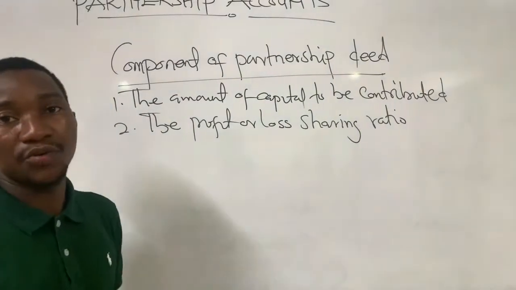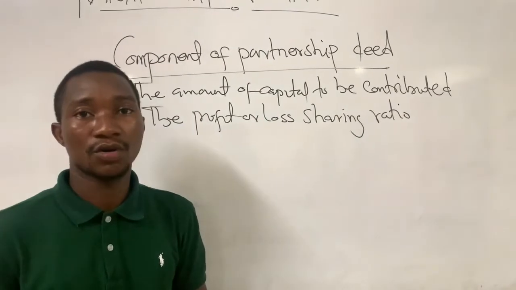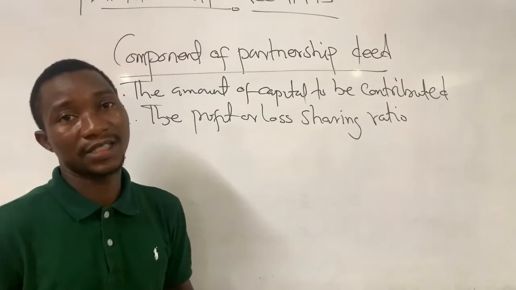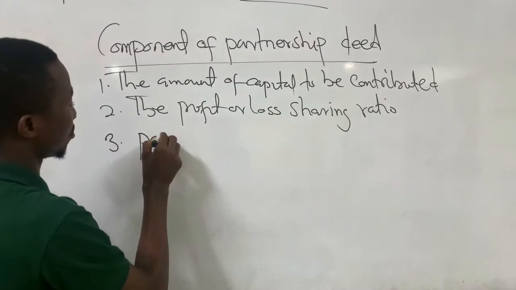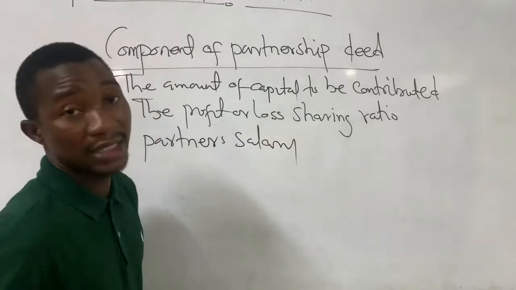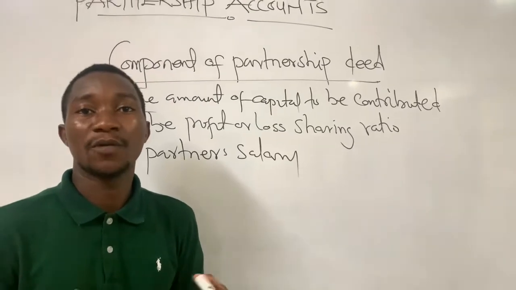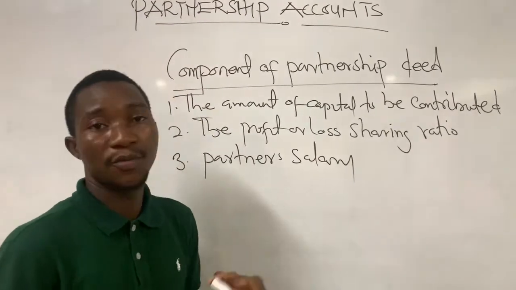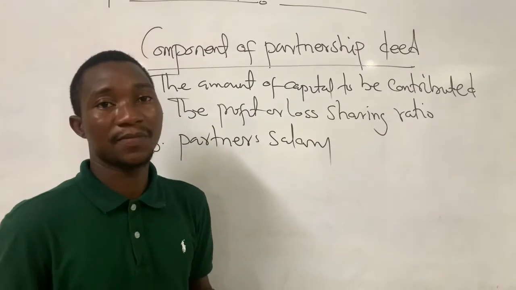That is the ratio at which the members of the partnership business will share their profit or losses. It must be part of the partnership agreement. And three, partners' salary. That is, if there should be any salary paid to any partner who performs some special service to the partnership business as a whole, or any remuneration or salary to be paid to any active partner, it is supposed to be stated in the partnership agreement.